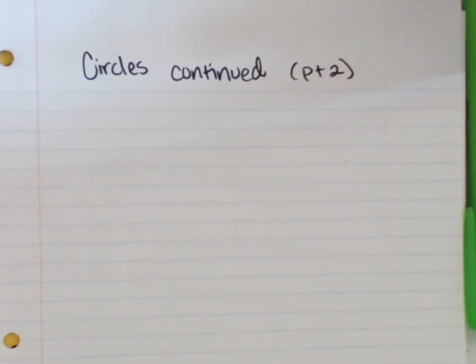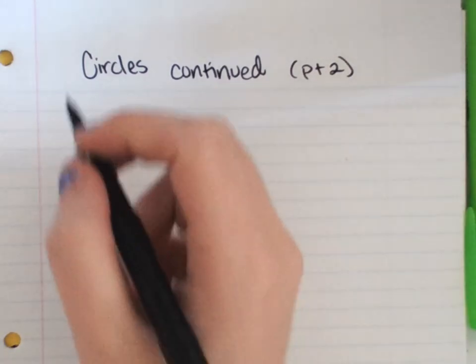Alright, welcome back. So this is Circles Continued. This is part 2. In the previous video I showed you 3 types of questions you could be asked about circles. Here is the 4th type of question. So number 4.